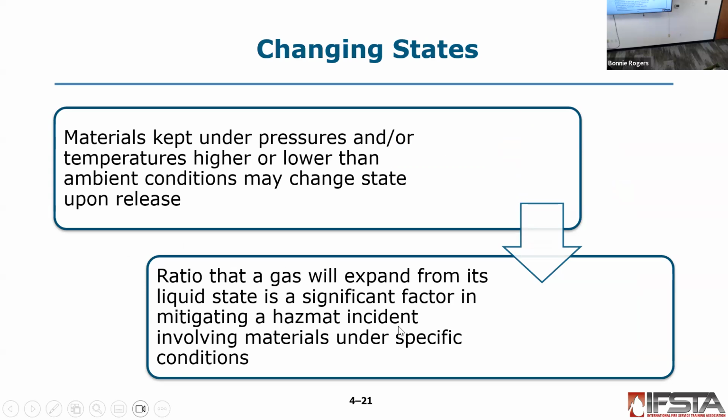To know this, that materials under pressure, or temperatures higher or lower than the ambient temperature, they could change their state very quickly if released. And then think about the expansion. That's gonna be a pretty big deal when we're thinking about how to mitigate the incident.